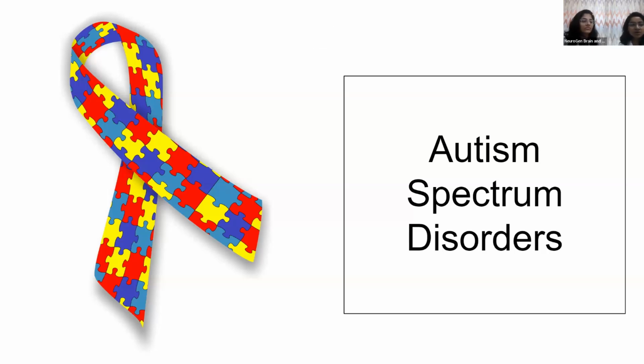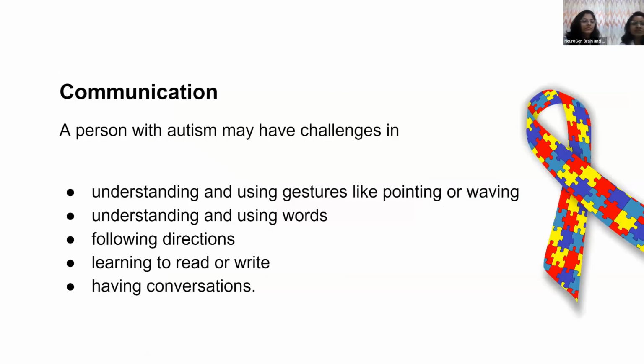going to focus upon the communication deficits exhibited by individuals with autism spectrum disorders, and a few of the techniques that we use here to treat them or to manage the deficits that they're facing. So the major communication deficits or challenges that these people face are difficulty in understanding and using gestures and words, following directions, learning to read and write, as well as having conversations.